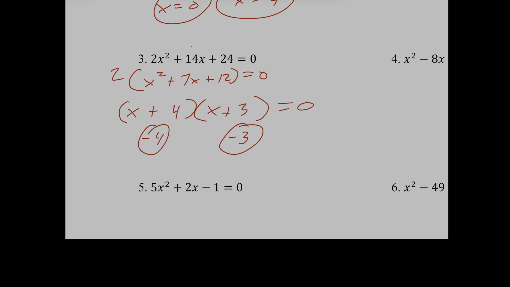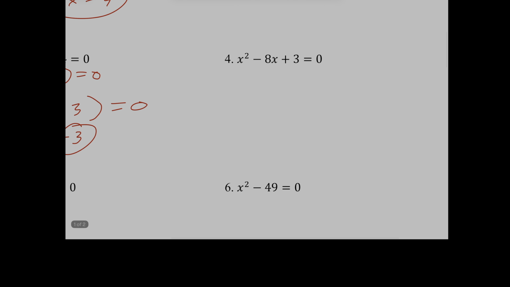But remember, my first step was to pull out a greatest common factor. If I would have done a equals 2, b equals 14, c equals 24, would I have got the correct answer? The answer is yeah. It would have been nasty. You would have had really big numbers. But yeah, it would have worked. You would have got the right answer.